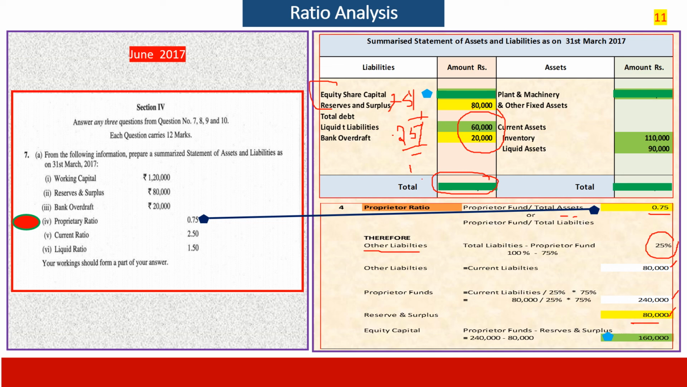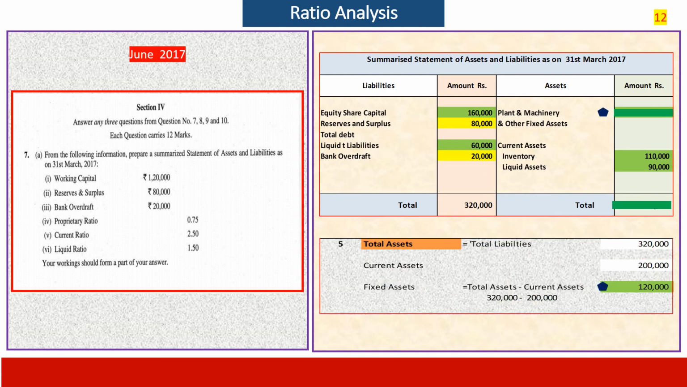If we remove reserves and surplus, we have got equity capital. Equity capital is nothing but proprietors' fund minus reserves and surplus. Our capital is going to be 1,60,000 and the total of the side will be 3,20,000. 25% is 80,000, 100% is 3,20,000. From now on, it is simpler and easier. It's a simple logic of accounting.